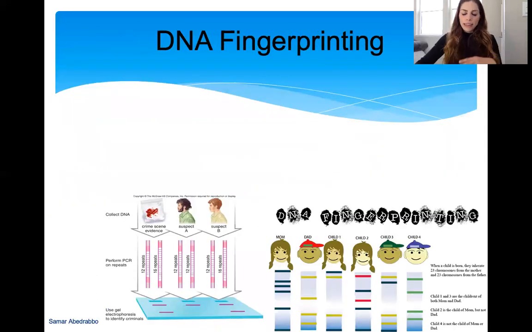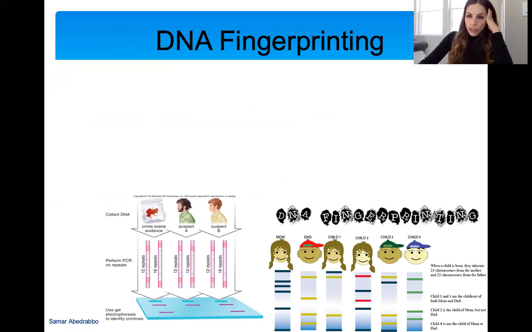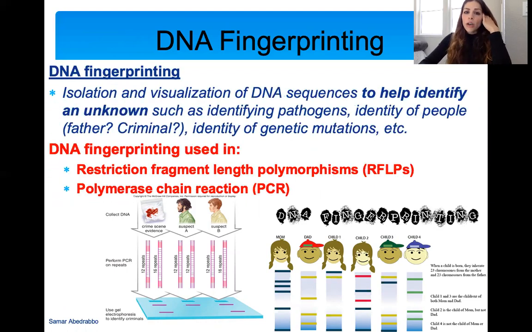Okay, DNA fingerprinting. DNA fingerprinting is a method that we use to figure out how to fingerprint people and organisms and figure out who's who and who's what. And this is where your DNA becomes important. So it's isolating and visualizing DNA to help identify an unknown, such as an unknown pathogen. So maybe all of a sudden you have people getting sick, so you want to know what bacteria is causing them to get sick, or what type of mold species. It could be anything. You can identify who is the father, who is a criminal. You can identify genetic mutations. You can do so much.